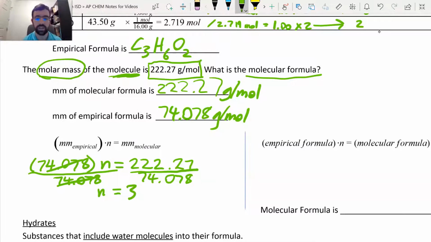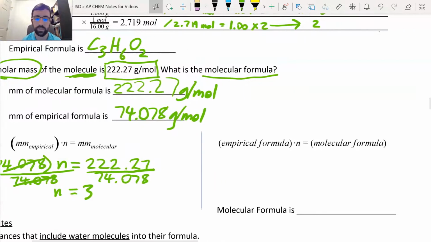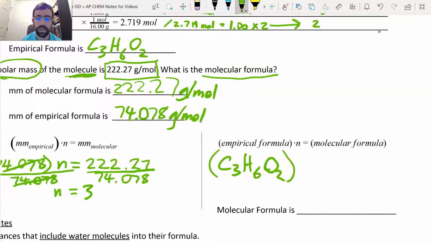So if that number is 3, then over here when I write the formula, I'm just going to write my empirical formula, which is C3H6O2, and I'm going to multiply that by 3. 3 times 3 is 9, so I have C9. 6 times 3 is 18, so we have H18. 3 times 2 is 6, so we have O6. And that's our molecular formula, C9H18O6.